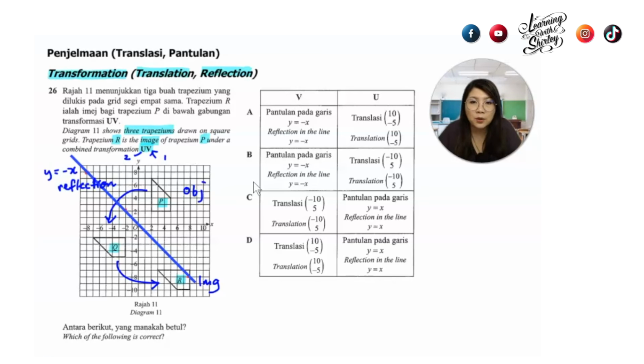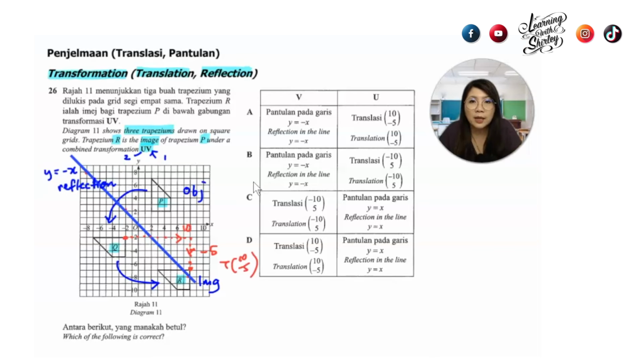Then from Q to R, the shape of the trapezium and the direction are the same, so it will be a translation. Let's calculate. I'm going to pick the corresponding point from here to here. So 1, 2, 3, 4, 5, 6, 7, 8, 9, 10. It goes to the right by 10 units and it goes down 1, 2, 3, 4, 5. So it goes down by 5, so it's -5 because it's going down. So the translation is 10, -5.